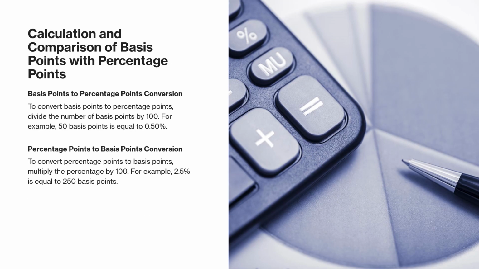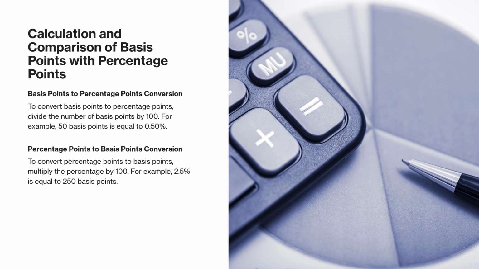Calculation and comparison of basis points with percentage points. Basis points to percentage points conversion. To convert basis points to percentage points, divide the number of basis points by 100. For example, 50 basis points is equal to 0.5%.